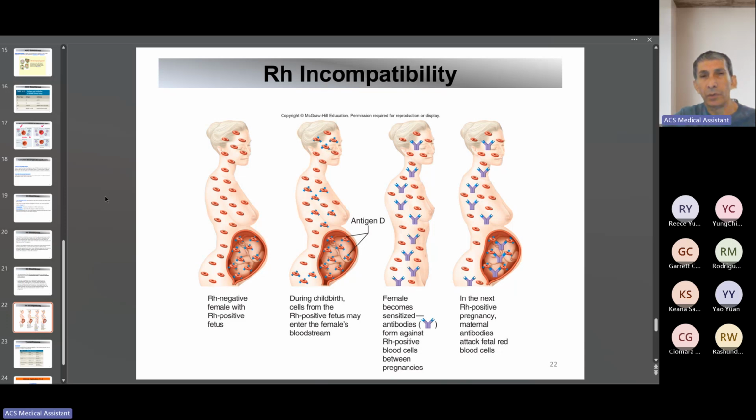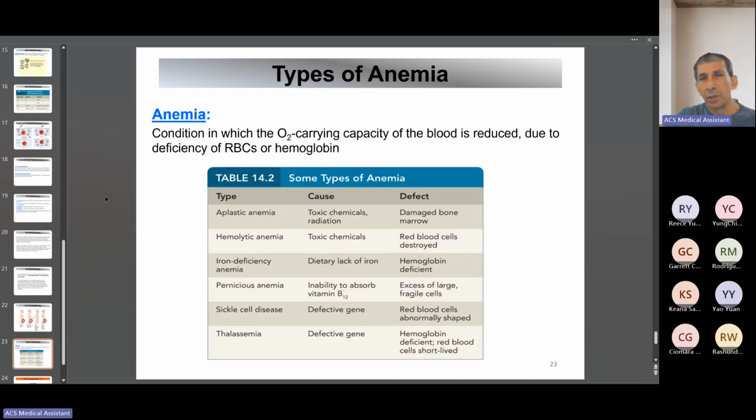No. Okay, moving on. So let's talk about anemias. We are not going to go through every single type of anemia in detail. We're just going to mention them and what causes them. There is one type of anemia that usually is asked in exams.